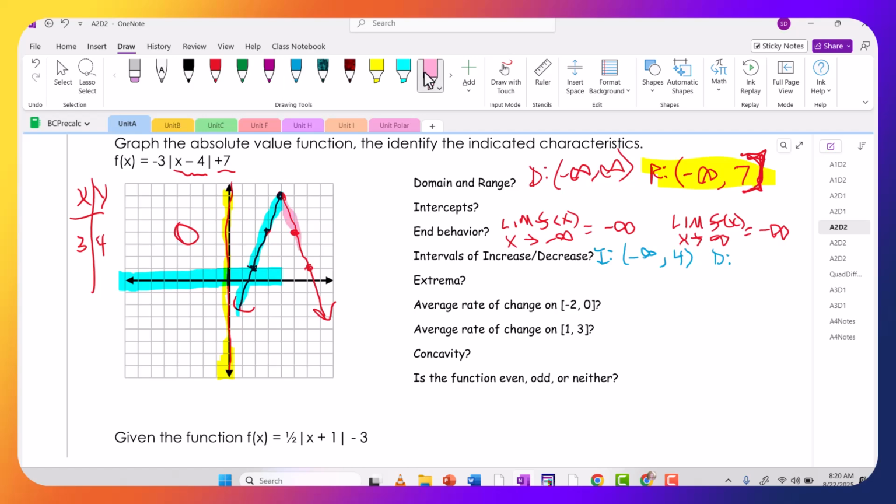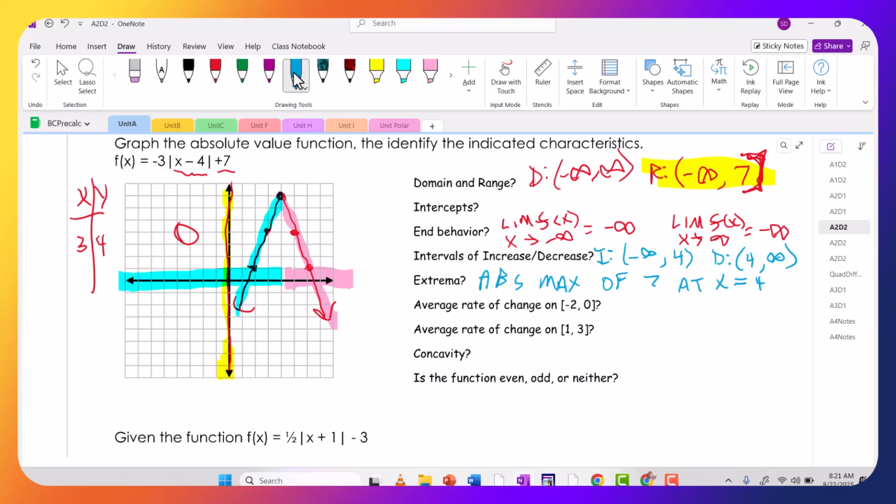And then this is where it decreases, which is these inputs. They don't have salmon, so I'll just do this. Decreasing is what that D is, and that's the opposite. It's 4 to infinity. Squeeze that in. Extrema, yes, we have an absolute max of 7 at x equals 4. Just make sure you got that taken care of.